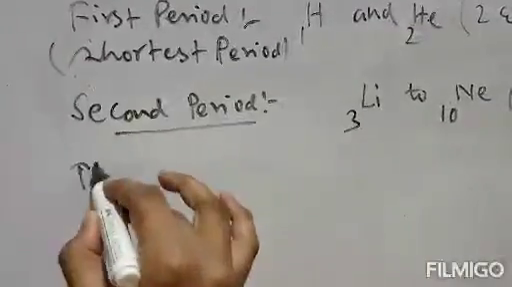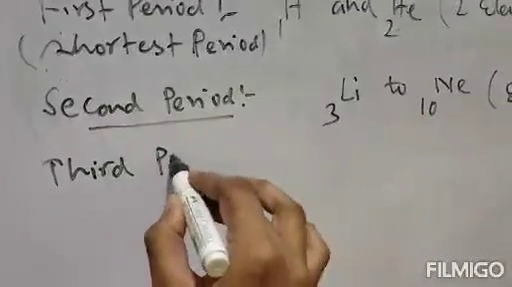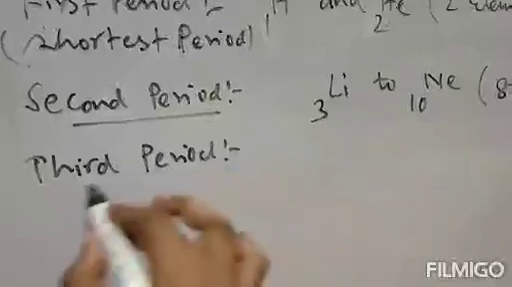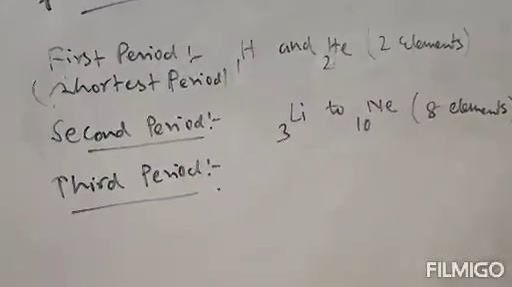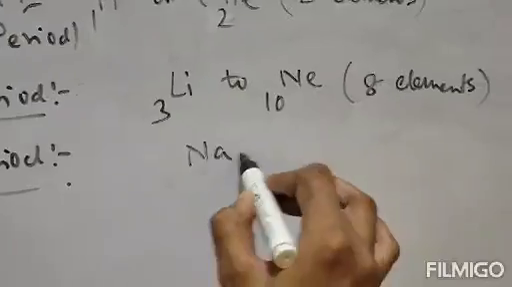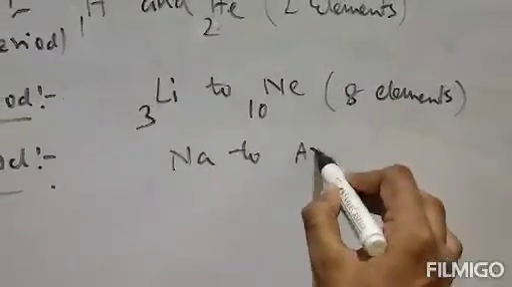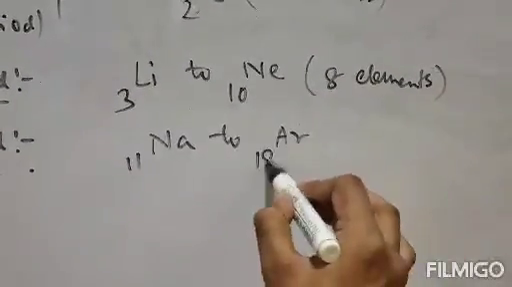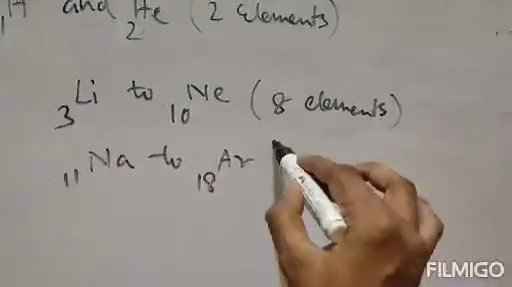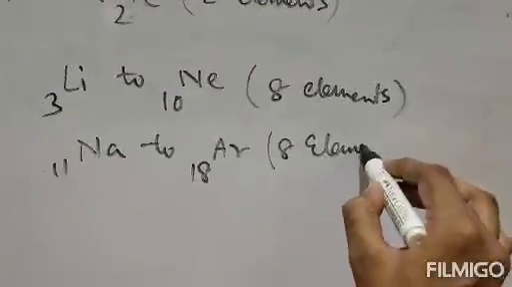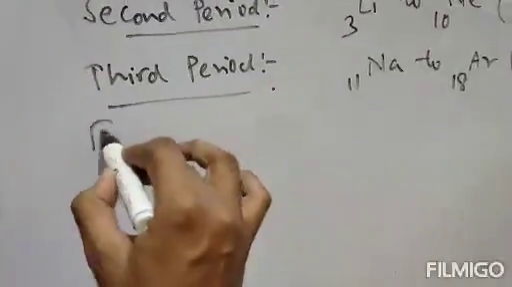Next, third period also contains 8 elements, from sodium to argon. Sodium is 11, argon is 18. From sodium to argon, a total of 8 elements are there in the third period.